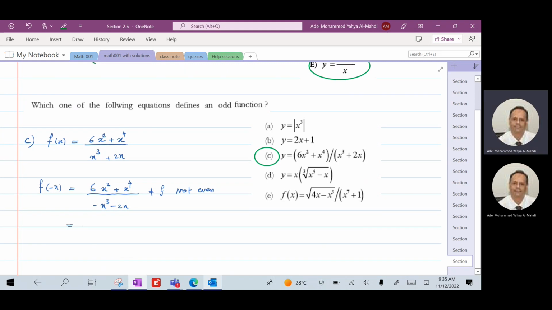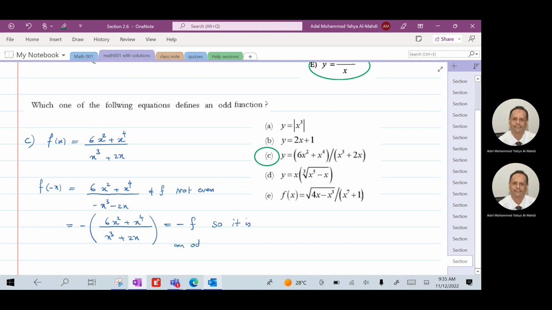If you take minus, we will take minus from the denominator. The numerator will be the same; we will not touch the numerator. We will take minus from the denominator. So it is x to the power 3 plus 2x, and it is exactly minus f. So it is an odd function.